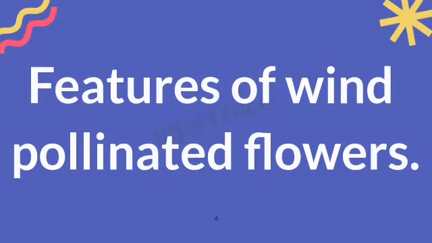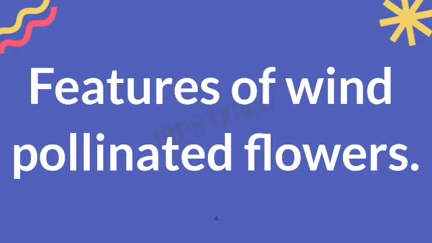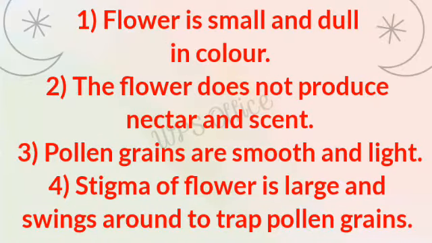Next, features of wind pollinated flower, meaning their characteristics. 1. Flower is small and dull in color. Wind pollinated flowers are small and dull in color. 2. The flower does not produce nectar and scent because they are not attracted by insects. 3. Pollen grains are smooth and light. They are smooth and light because they are also not attracted by insects. They are pollinated by wind.